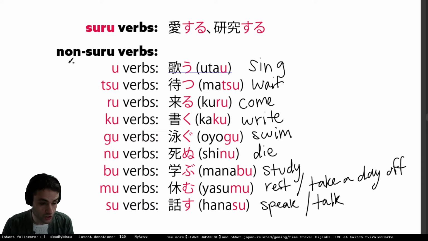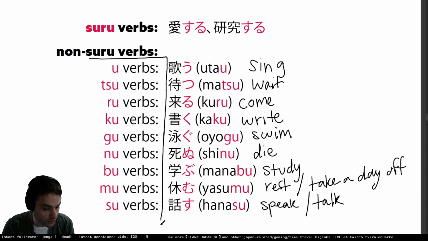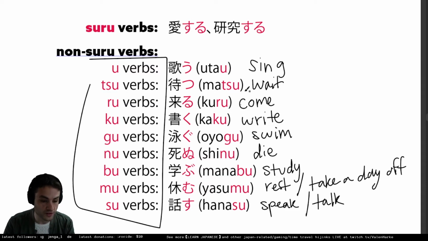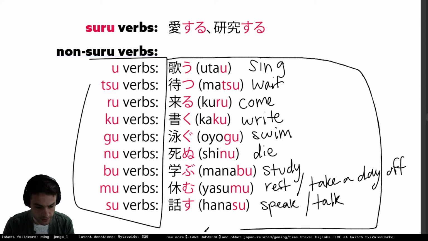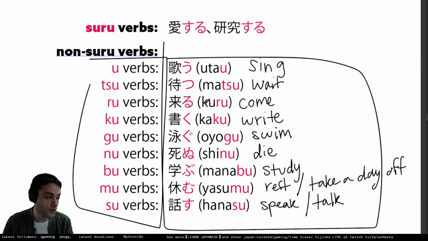If you want a table that just shows the different types of verbs that are available, this is it right here. This is what I've constructed. These examples obviously are just examples. So it's not just utau in the u column, right? It's going to be 1,000 different verbs that end in u. The important thing is that they end in u. These ones end in tsu, right?